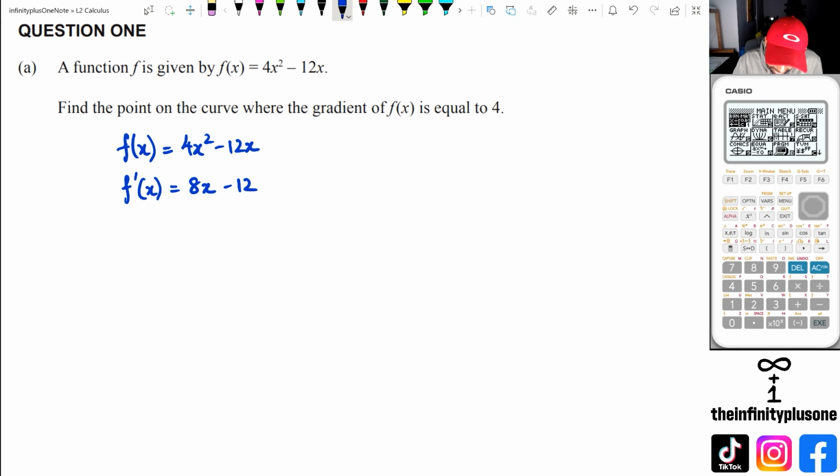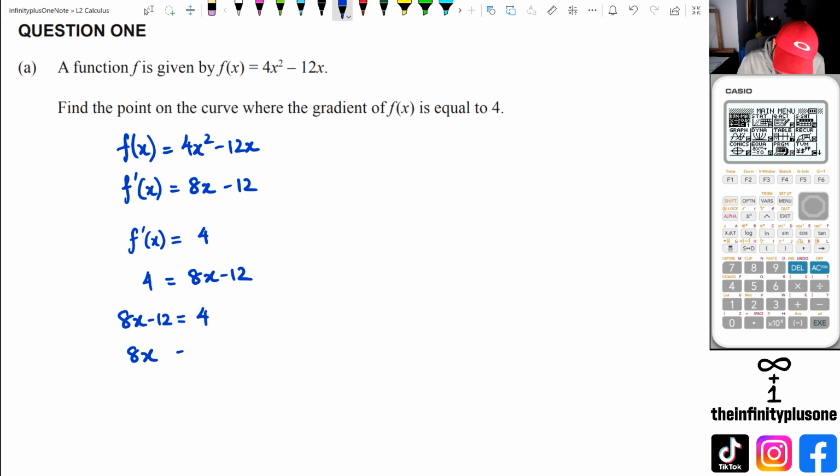Now the question is actually asking, find the point on the curve where the gradient is equal to 4, where f dash of x is equal to 4. So we're trying to figure out the point. So we actually need x and y. So we've got to try and figure out what the x value is. Because f dash of x is equal to 4, I am going to say that 4 is equal to 8x minus 12. Let me just rewrite it like this: 8x minus 12 equals 4.